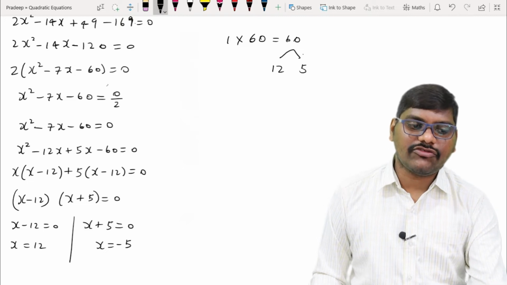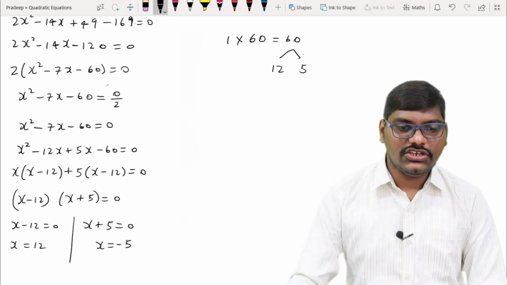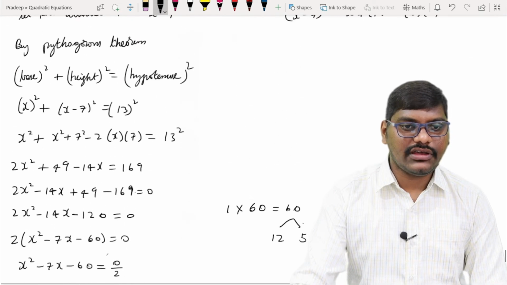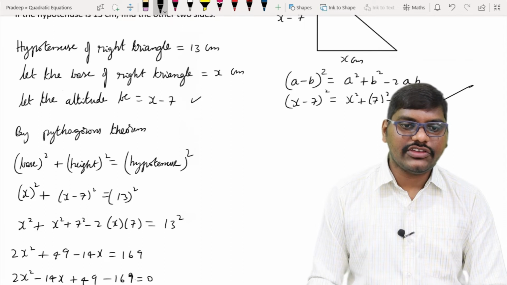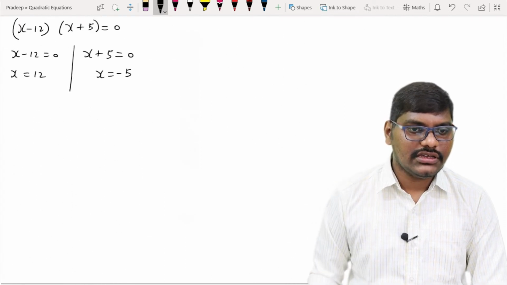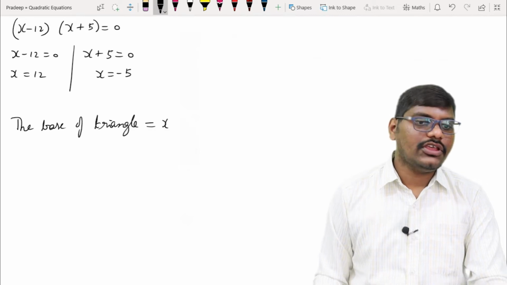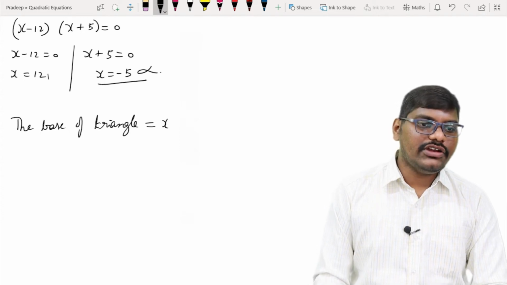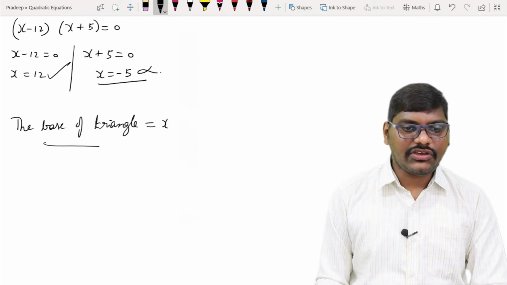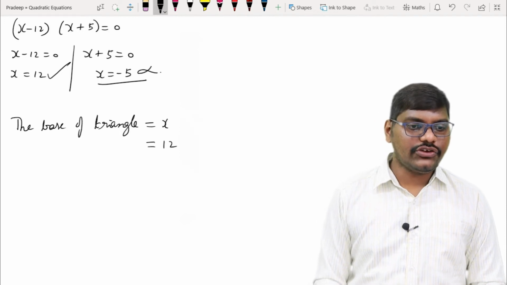But the question is that we have to find out the base and the altitude of the particular given triangle. Alright, so what is the base here? We have written above. Here see, base of the right triangle is x and the altitude is x minus 7. So we'll write the same here. The base of triangle, that we took as x. So here the values we can't take negative, so x equal to minus 5 we can't consider, but we will only take the positive value, so x equal to 12. So the base of the triangle is how much? 12. So we got the base of the triangle as 12 and the altitude also we have to write.